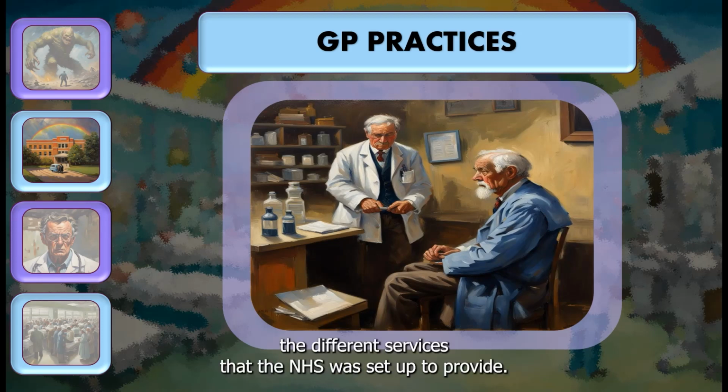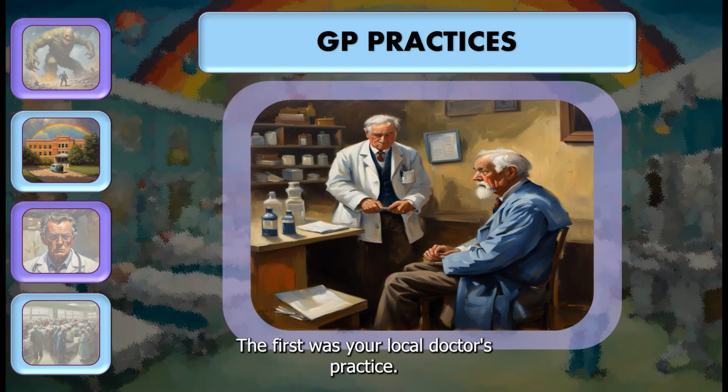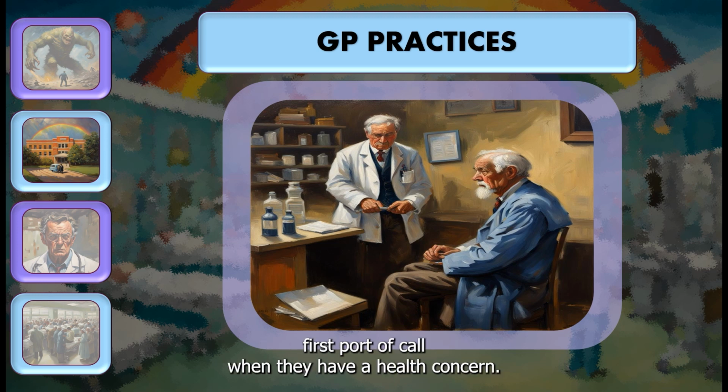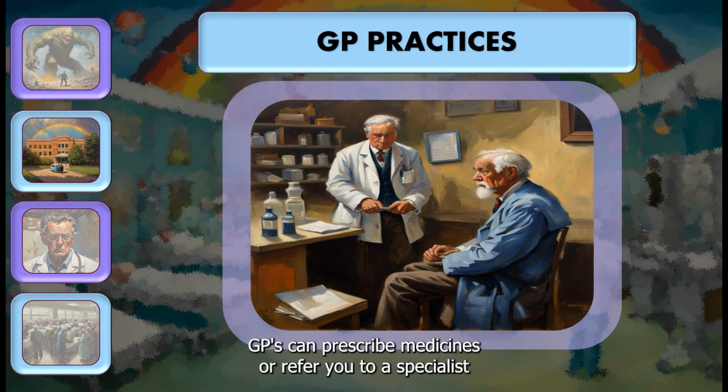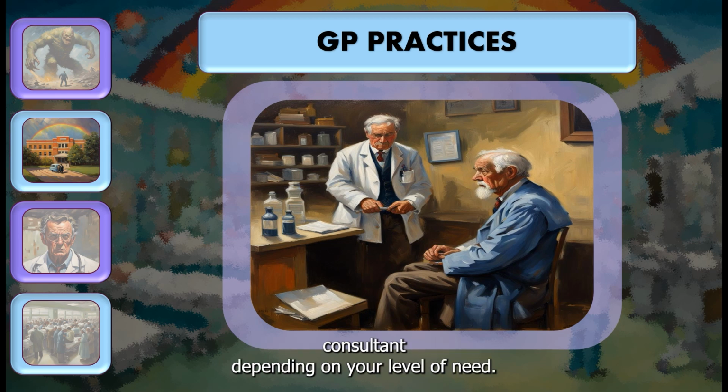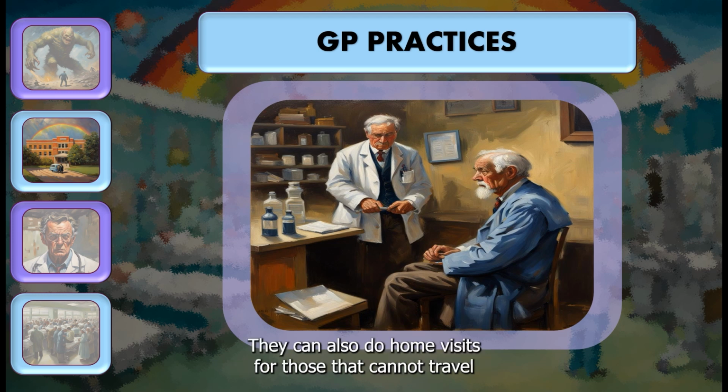Let's now examine the different services that the NHS was set up to provide. The first was your local doctor's practice, with general practitioners that act as a person's first port of call when they have a health concern. GPs can prescribe medicines or refer you to a specialist consultant, depending on your level of need. They can also do home visits for those that cannot travel to their local doctor's practice.